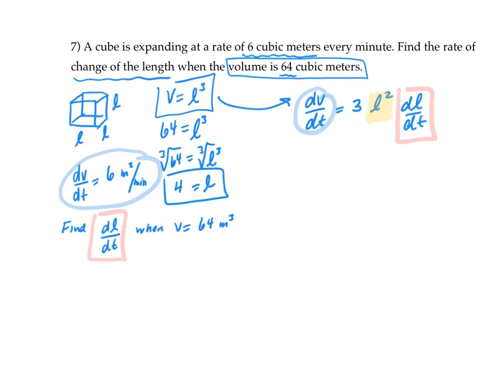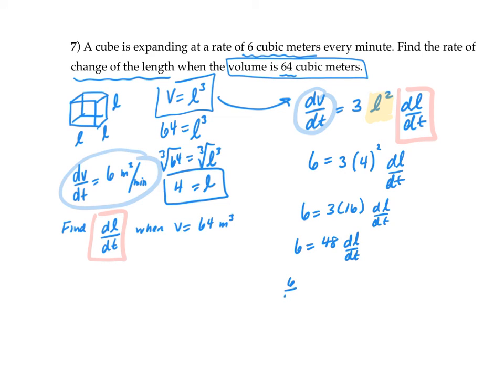Okay, so come back over to your derivative and plug in everything that you know now. So dV/dt, the rate of change of the volume with respect to time, is 6. We've got 3. Now in for L squared, we're going to be putting 4 in for L. So we're going to take 4 and square it. And then we have dL/dt. So we have 6 is equal to 3 times 16 dL/dt. 16 times 3 is 48. And then just keep solving it. So take and divide by 48. So you have 6 over 48 equals dL/dt.